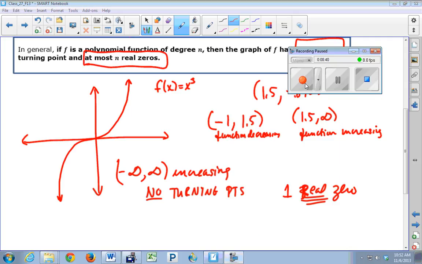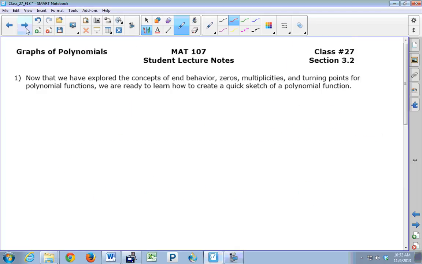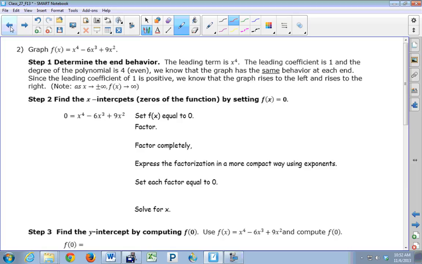All right, so let's take a look at today's lecture. So now that we know about end behavior and zeros and turning points and multiplicities, we're going to be able to start getting some quick sketches of polynomial functions. So let's take a look at this first function.